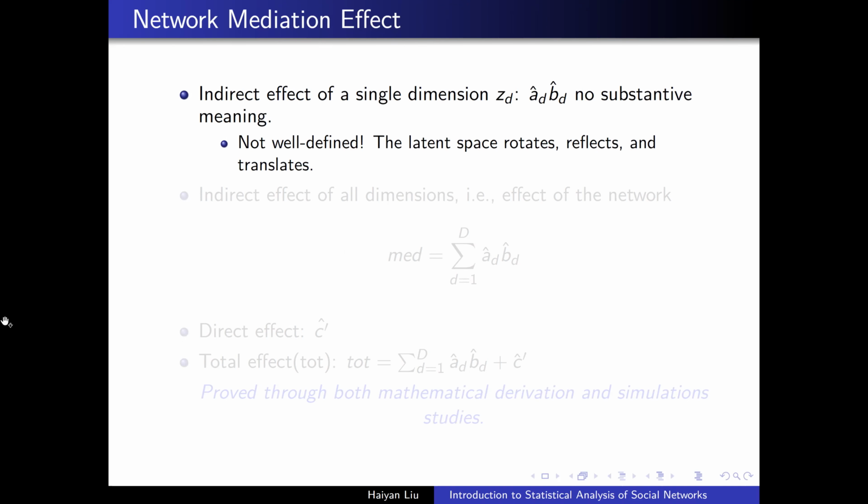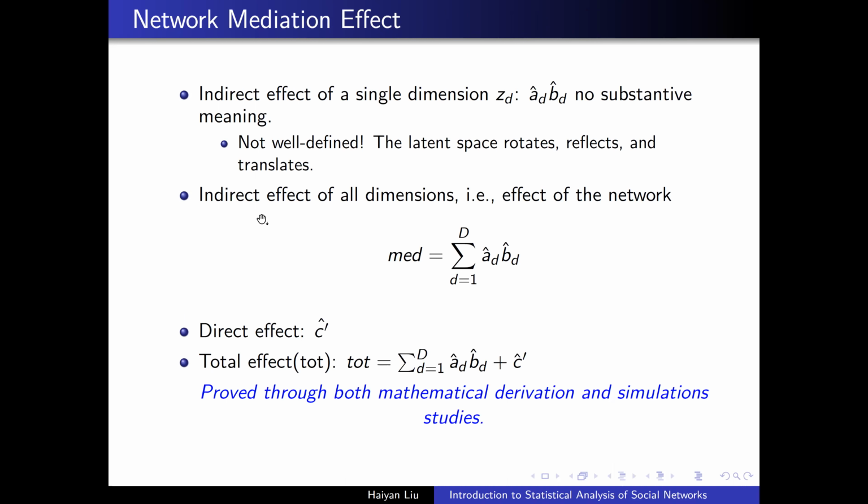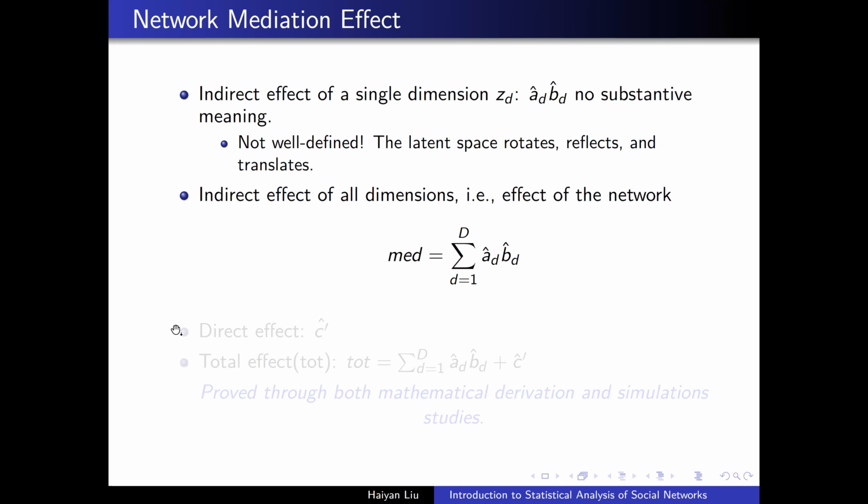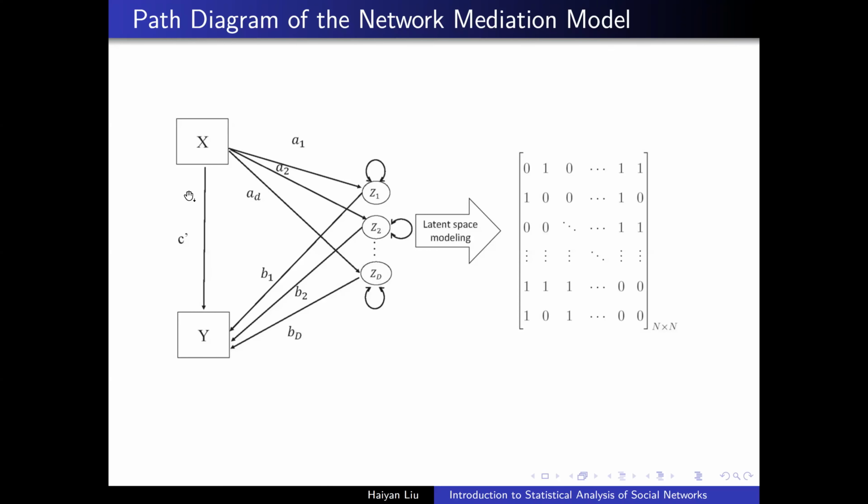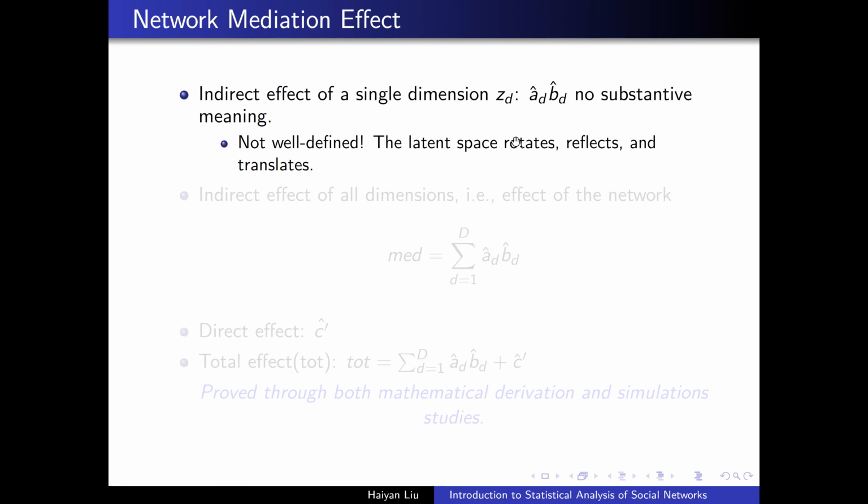In this proposed network mediation model, there are a few effects we are able to test. The first one: because we have D mediators, along each dimension we are able to get an indirect effect estimate. For instance, along the first dimension, we get A1 multiplied by B1 hat. Along the second dimension, A2 multiplied by B2. Along the Dth dimension, AD multiplied by BD. So along each dimension, we get an indirect effect of a single dimension.